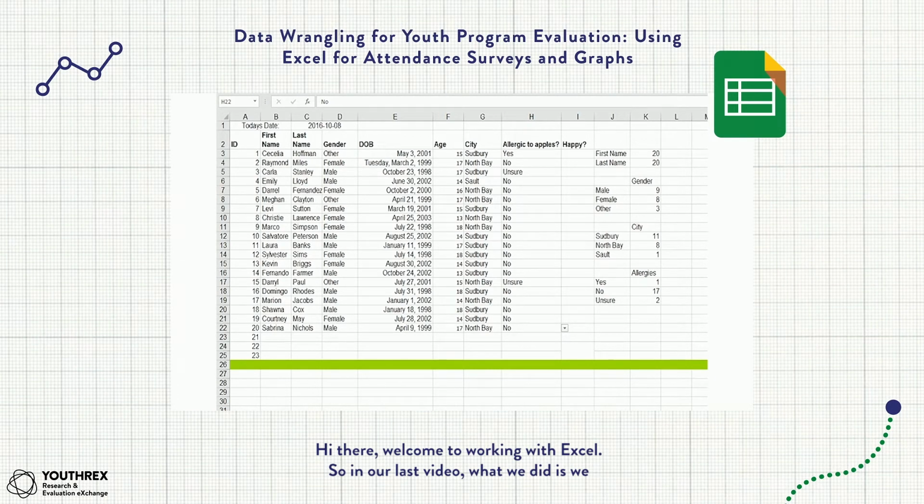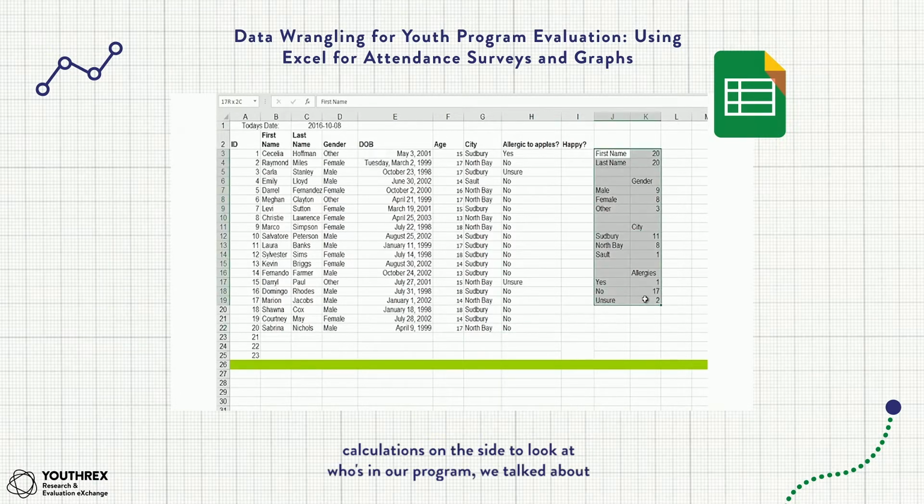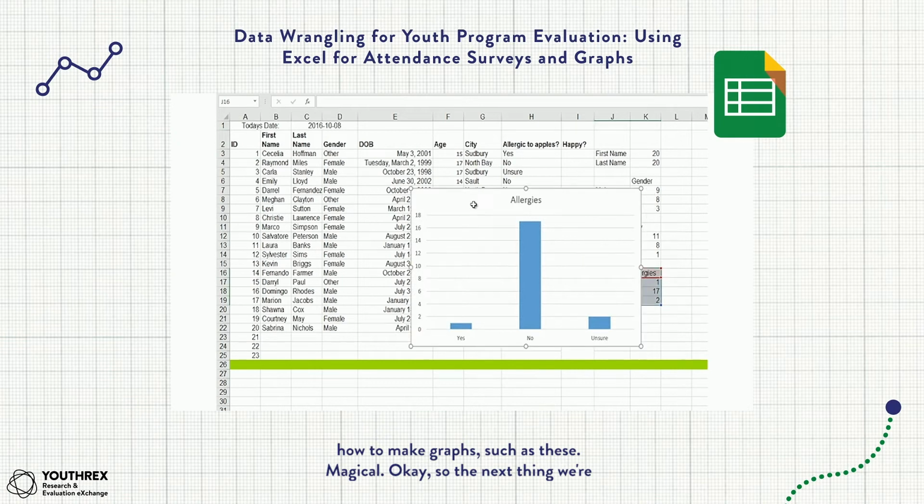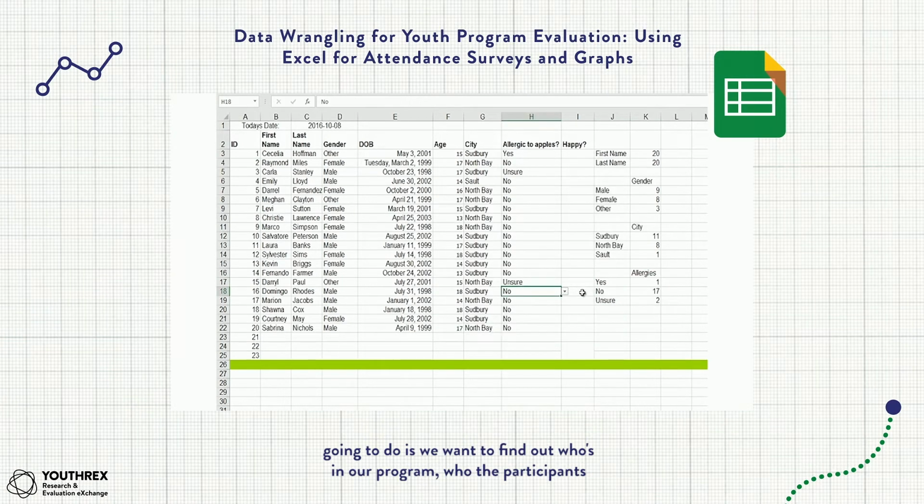In our last video, we took a sign-up sheet and put in the ID number of the participants, their names, all the information that we had on our sheet, and we did some calculations on the side to look at who's in our program, and we talked about how to make graphs, such as these. Magical. Okay, so the next thing we're going to do is find out who's in our program, who the participants are.